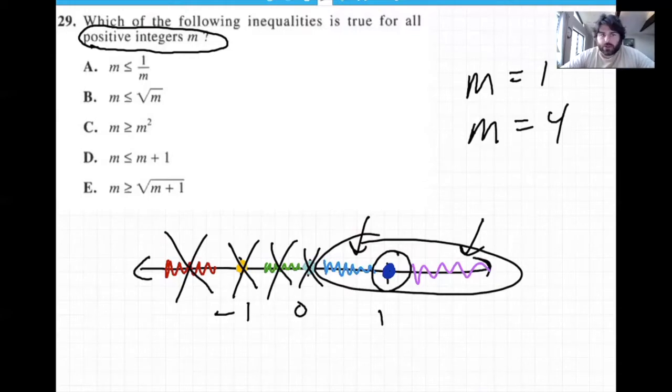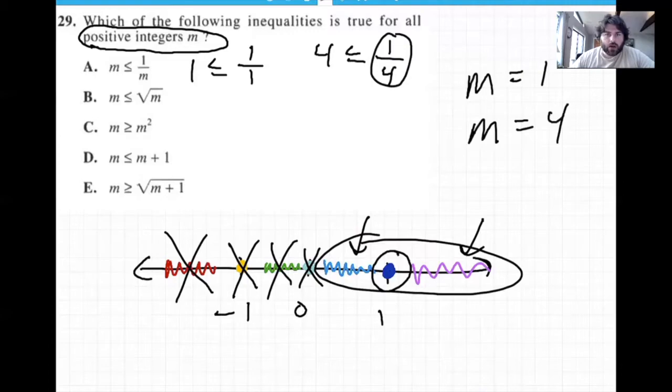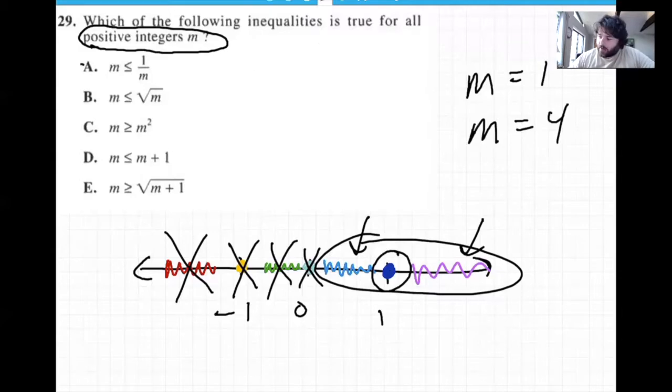So let's go through these answer choices with those 2 numbers. For m equals 1, we get 1 is less than or equal to 1 over 1, which is true. It works for 1. Does it work for 4? Is 4 less than or equal to 1 over 4? No, 1/4 is smaller. 4 is bigger, so 4 is not less than 1/4. For that reasoning, A is out.